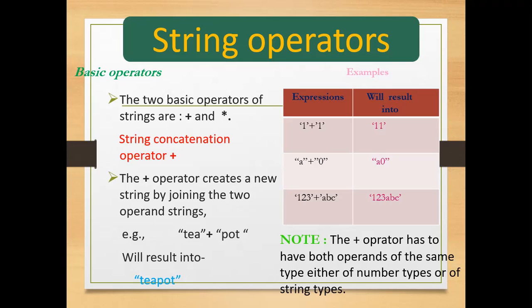So the plus operator has to have both operands of the same type. Either they both have to be integer or they both have to be string. You can't have one string and one number. You can't have one integer and one string. That will give you an error. Okay, clear?